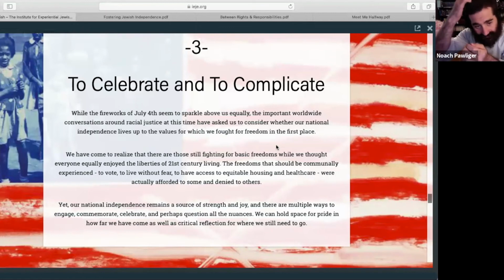The freedoms that should be communally experienced, to vote, to live without fear, to have access to equitable housing and healthcare, were actually afforded to some and denied to others. Yet our national independence remains a source of strength and joy. And there are multiple ways to engage, commemorate, celebrate, and perhaps question all the nuances. We can hold space for pride in how far we've come, as well as critical reflection for where we still need to go.